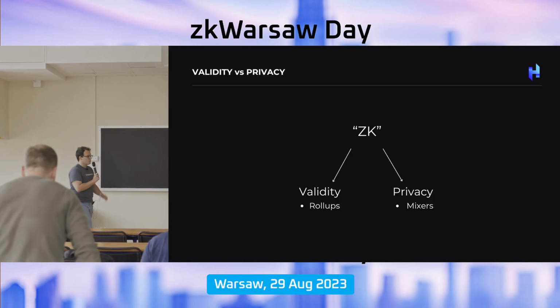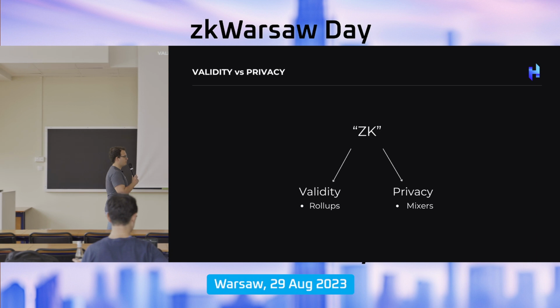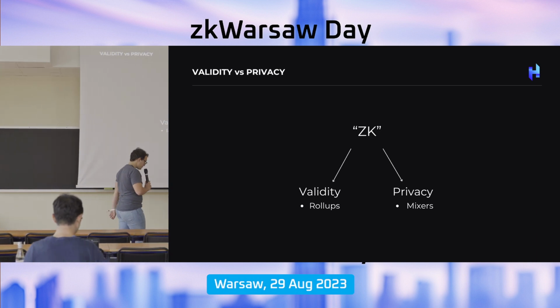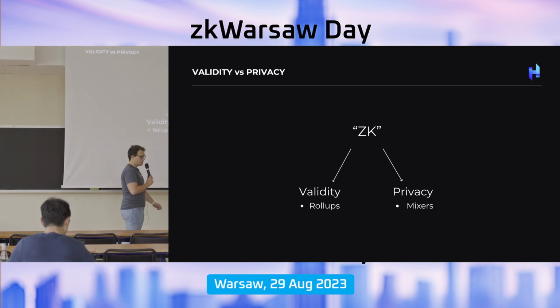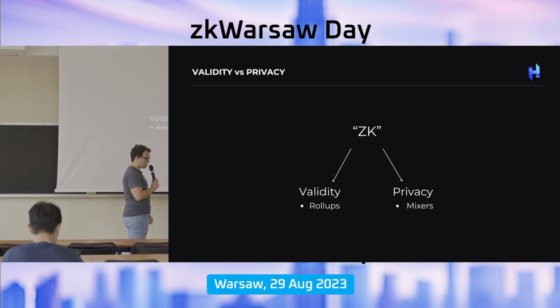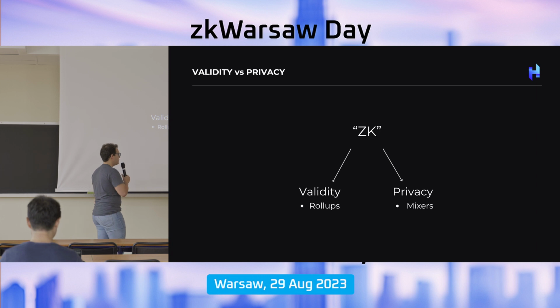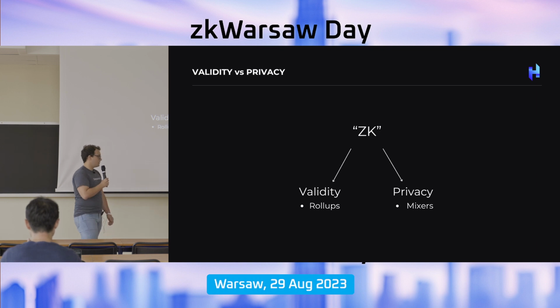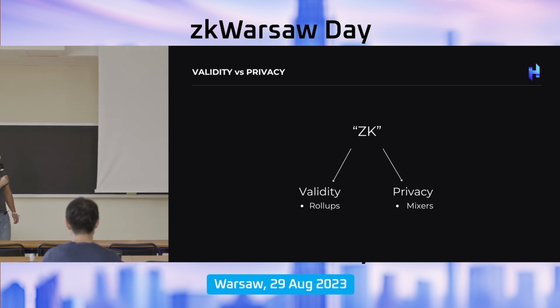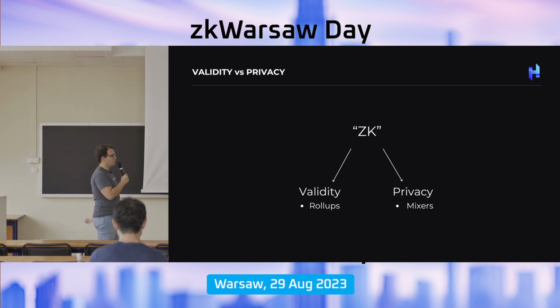Okay, cool. So first off, I would like to establish some very basic context. Let's talk about different applications of ZK, in quotes, because it's a pretty broad term. I like to define it as mostly split between validity proofs and privacy. Most of the well-known applications for validity are, of course, rollups, and for privacy, mixers. I would like to emphasize that storage proofs fit more into the validity category.